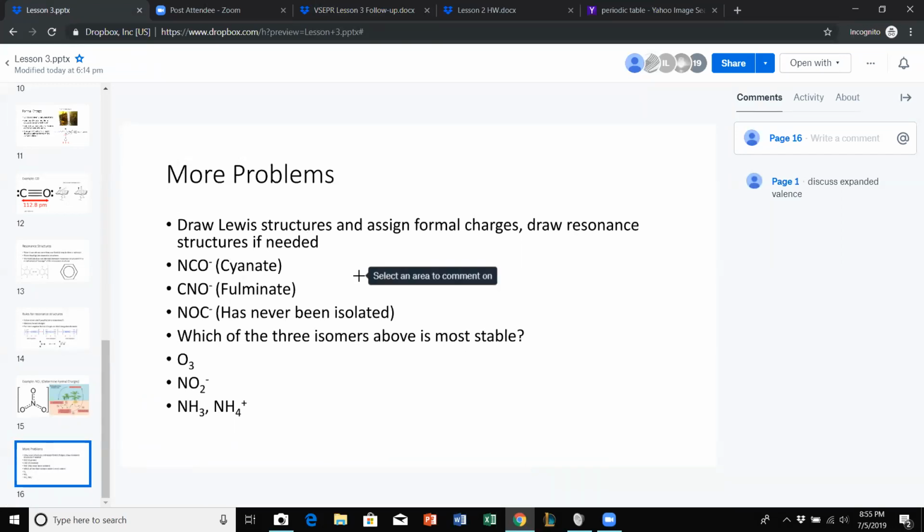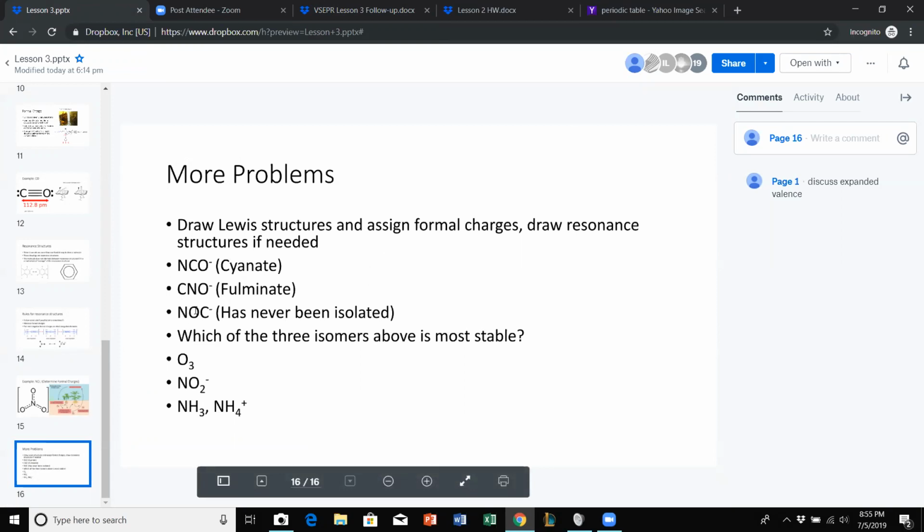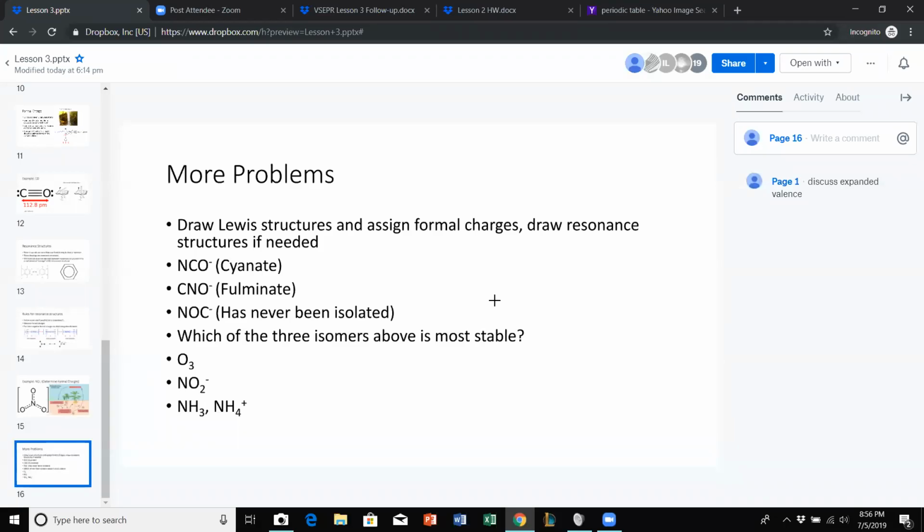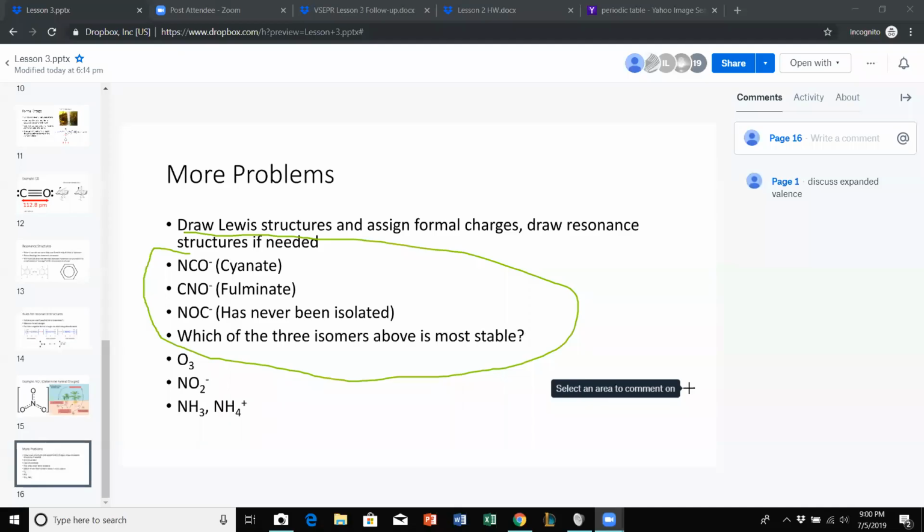So the atoms are connected in the order I've written them. So this is N bonded to C, and the C is bonded to O. So these are all linear. These are all kind of in a line. So can you draw Lewis structures for all of these and assign the formal charges? I'll give you until 9 o'clock, and then I'll go over the answer. We're going to run out of time, so let's just go over this problem, and I will post the homework sometime tonight.